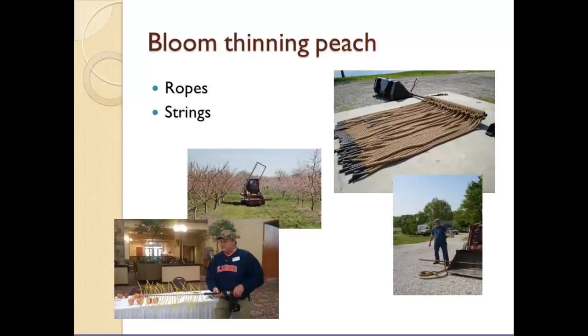And what I am showing in the lower picture is what the string thinner looks like on a smaller scale. That's a handheld one that's in a power drill. So all of these are physical removal of the bloom. So on peaches, the first pass of thinning is to actually remove some bloom. When they think they have too much flower on there, they'll physically remove it. This is the first pass.